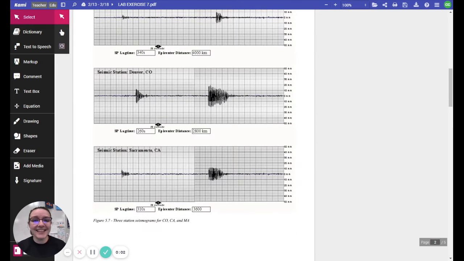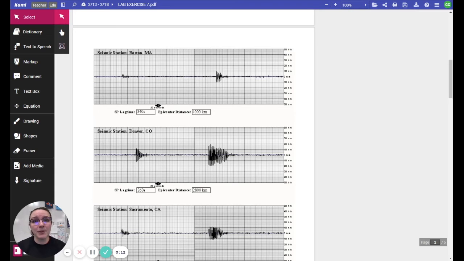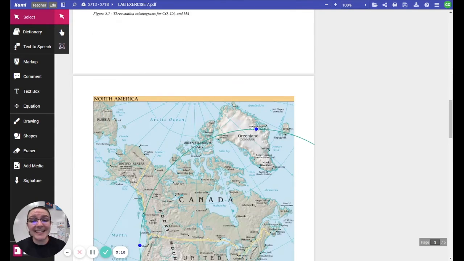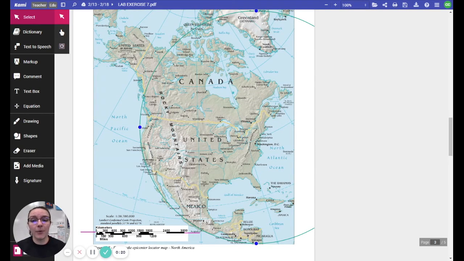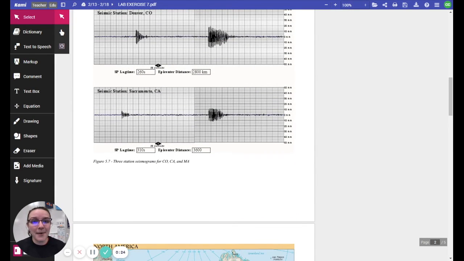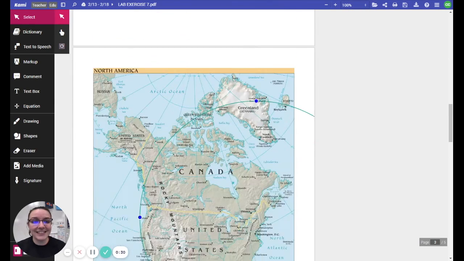With the distances that I found from the lag time and my graph, I need to draw some circles around the cities. Remember that 4,000 kilometers means that this earthquake happened 4,000 kilometers away from Boston, which means it could be in any direction. So my circle has a radius of 4,000 kilometers and is centered on Boston. Now I need one that has a radius of 2,800 kilometers and is centered on Denver.